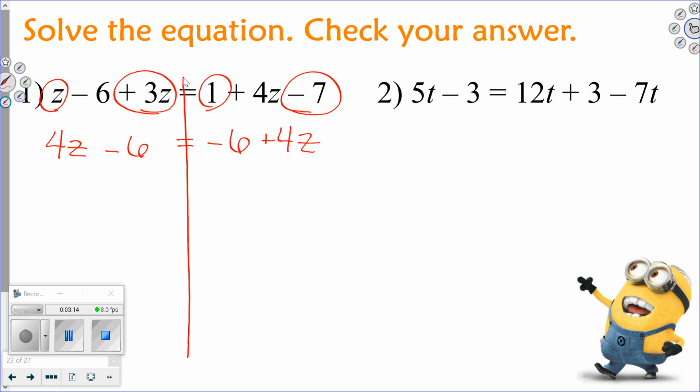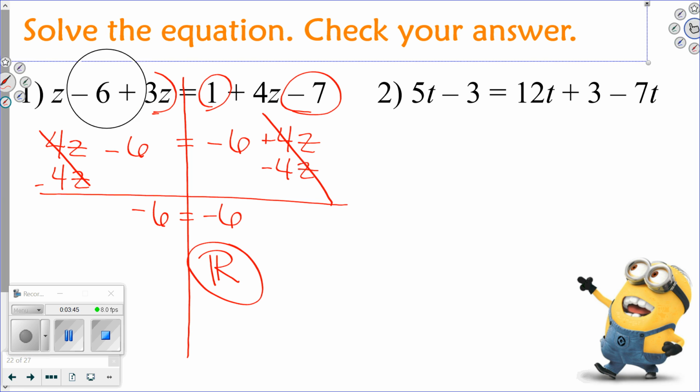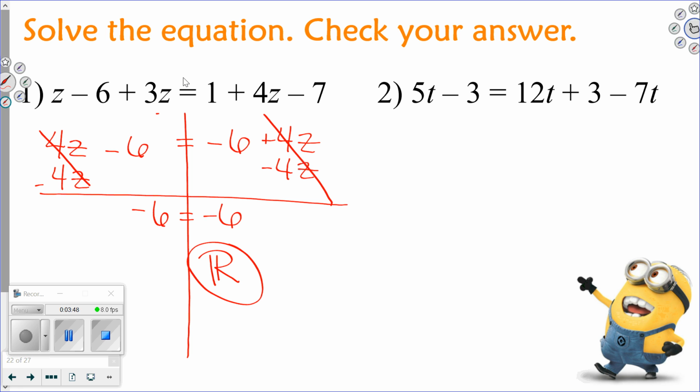And then if I wanted to move my variables, I would subtract 4z on both sides. And what happens? Those cancel. And I'm left with -6 equals -6. So that is all real numbers. So meaning if I would go back, like we checked our answers, I showed you guys yesterday how to check them. If I would go back to the beginning, I could plug in any number I want for z, and it's going to work. Somebody give me a number. 12. So wherever you see a z, I'm going to put a 12.